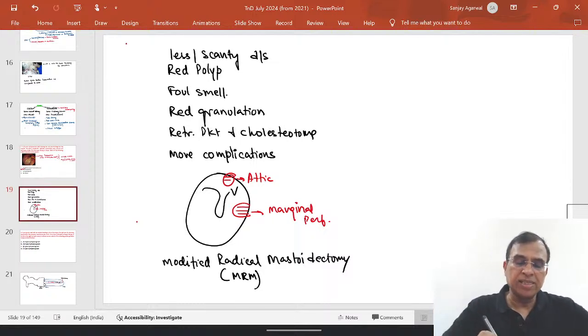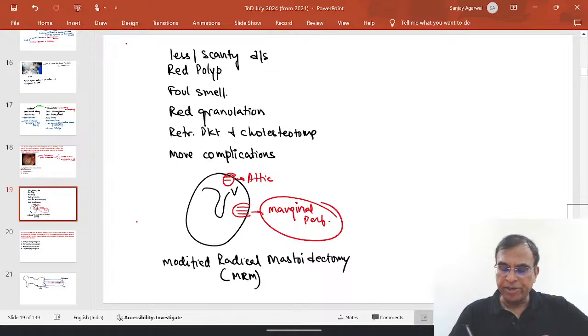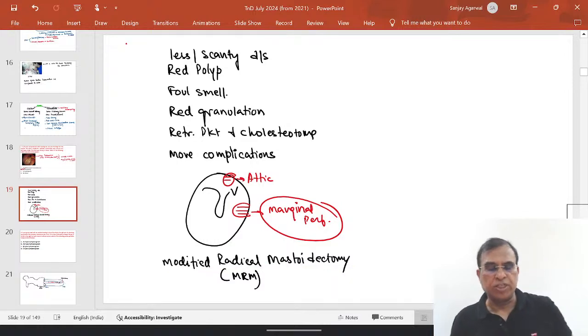Unsafe CSOM has a less or scanty discharge. It has a red polyp in the ear. It has a foul smell in the discharge. There are red granulations in the ear. Retraction pocket and cholesteatoma may be there. There are more complications, and either atic perforation or marginal perforation, and the treatment of choice is modified radical mastoidectomy. These are the features of unsafe CSOM.